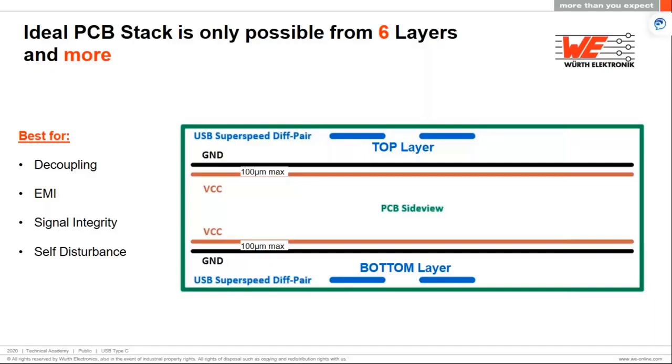To also get very good power integrity in the system, it is recommended that the ground should be at 100 micrometers max distance from the VCC, so that we have good capacitive coupling. It is not too high or too low, and that is to assure that we have the best decoupling, the best EMC and signal integrity in our system.